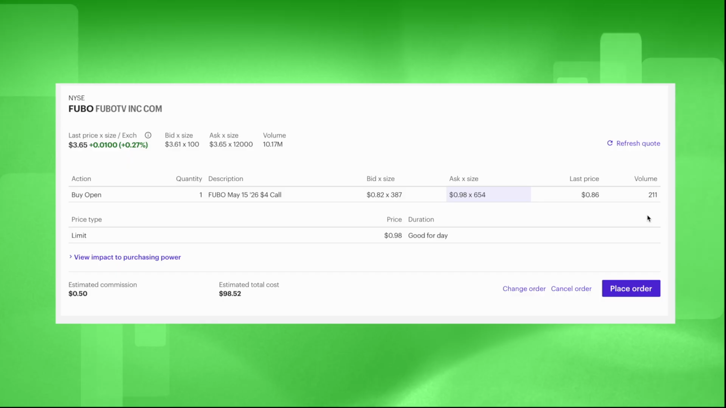And we see that the volume here is 211. I'll talk more about that in a minute, but that means that 211 people placed a call option for this expiration date and for this strike price. And volume is good. The more volume you see, the more chances there are for you to sell that contract. So you want to see volume.